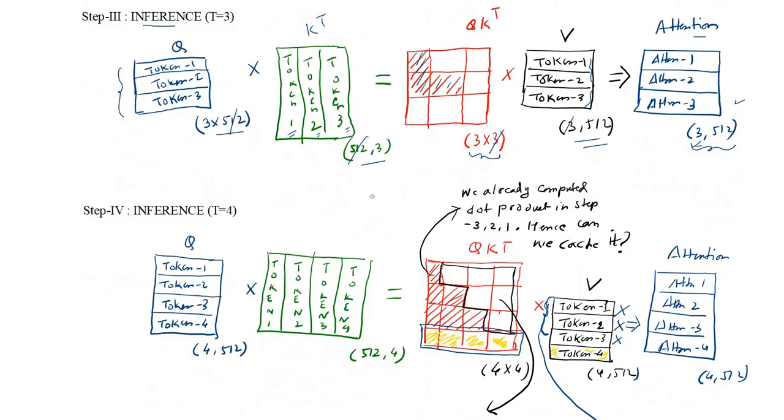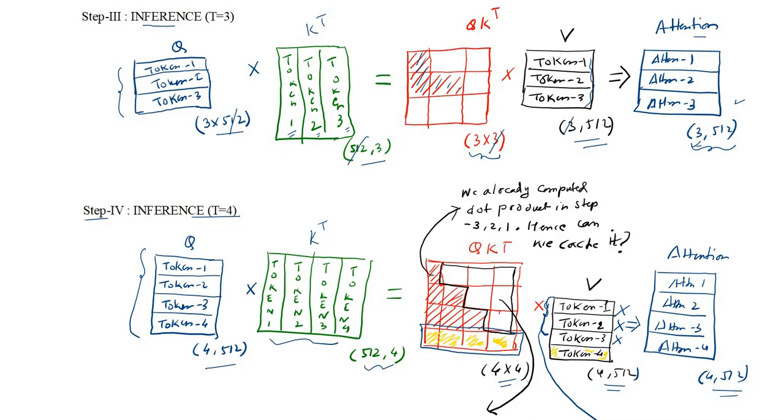Clear? Now let's come to the final inference, which is at t is equal to 4. So obviously we have 4 tokens and 4 tokens of K transpose, that is key. So here the matrix becomes 4 cross 4. Again we multiply with the V, 4 comma 512. So the final attention dimension is 4 cross 512.